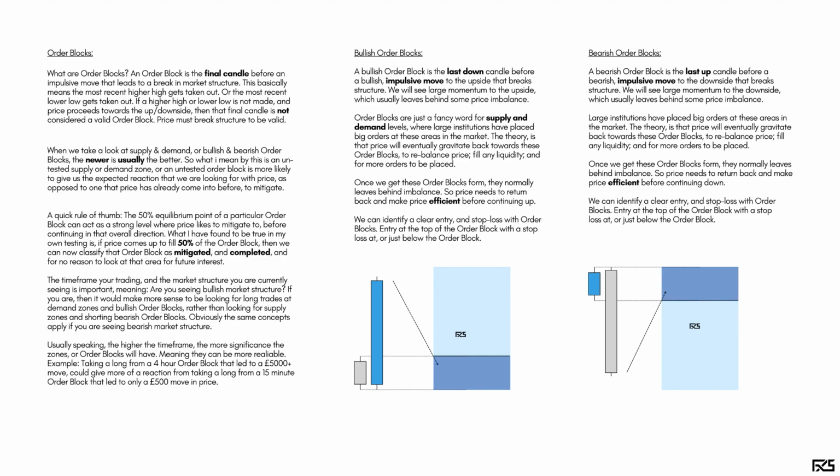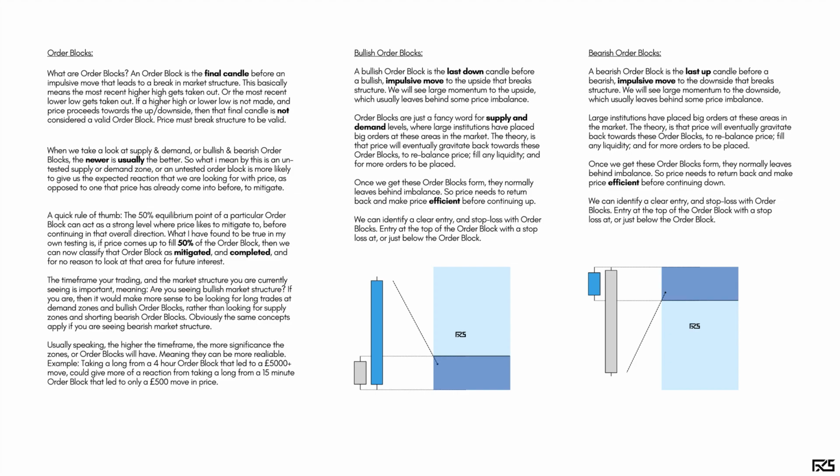Now a quick rule of thumb, the 50% equilibrium point of a particular order block can act as a strong level where price likes to mitigate to before continuing in that overall direction. So basically the halfway point of that order block. What I've found to be true in my own testing is if price comes up to fill 50% of the order block, then we can classify that as mitigated, meaning it's completed and there's not much reason to look at that area for future interest.